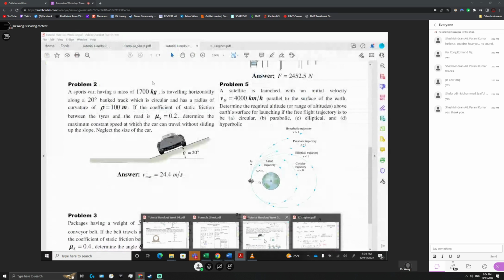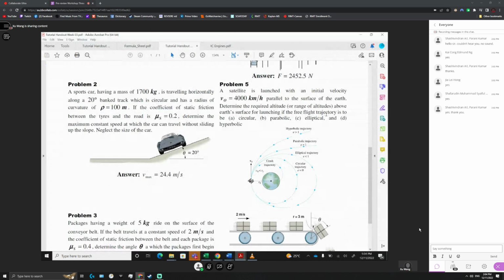The first, if the free fly trajectory is to be circular, second parabolic, third one is elliptical, and last one is hyperbolic. In these four cases, what is the height from the satellite to the surface of the Earth in order to make this flight? One is circular, this one circular.